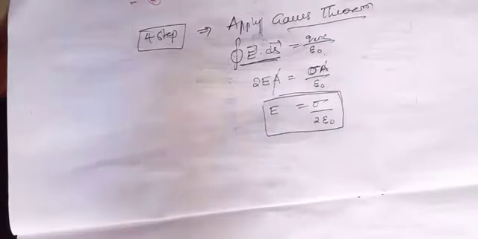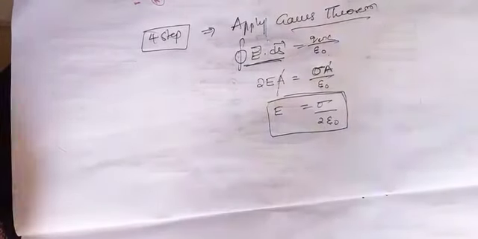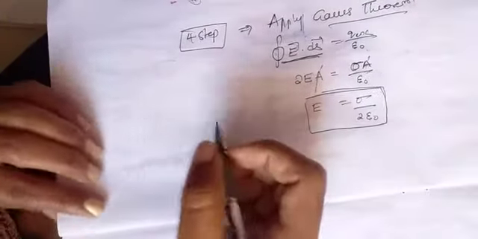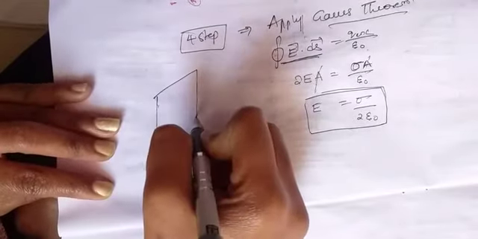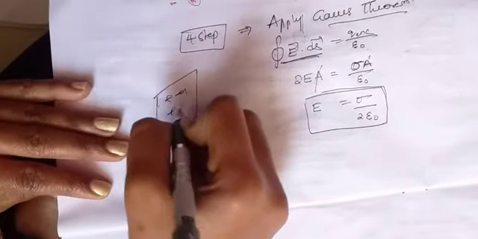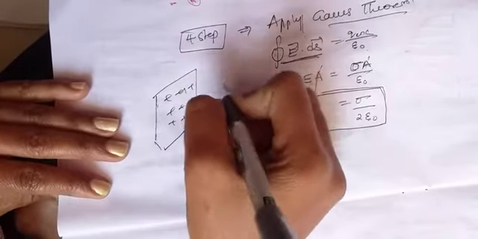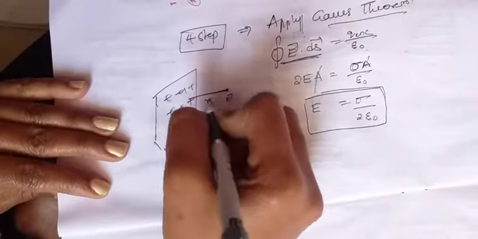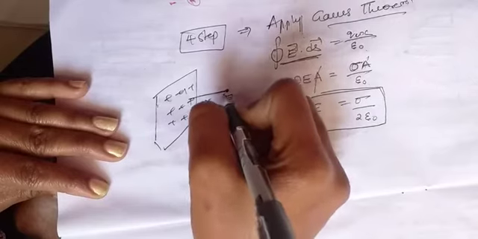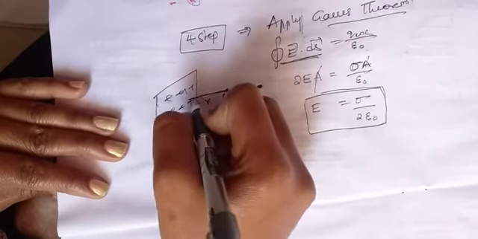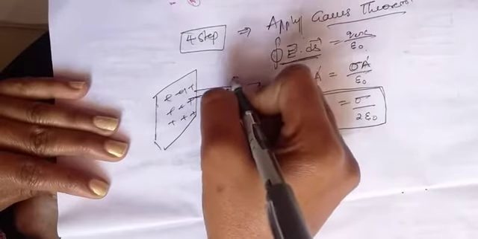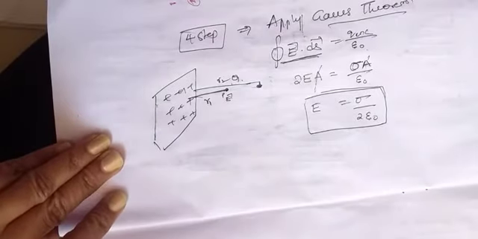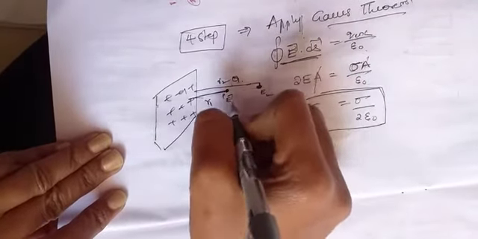Now for the sheet, if I am changing the R, let us consider this is the sheet. This is the charge distribution, and I want to find the electric field at a point which is at some distance R. So at this point, this is the R1 distance, and let us consider this is the R2 distance. Now this is the electric field E2, and this is the electric field E1.